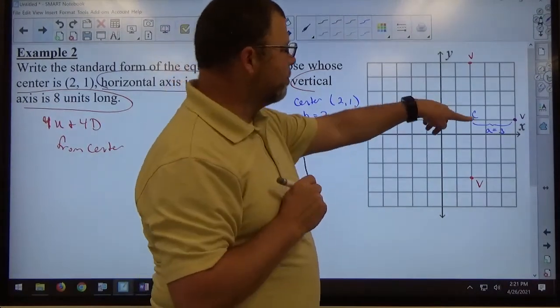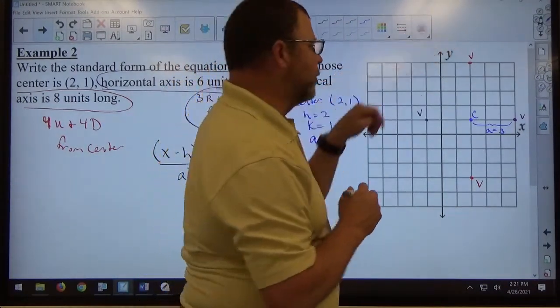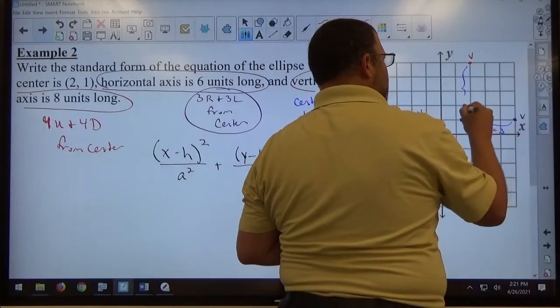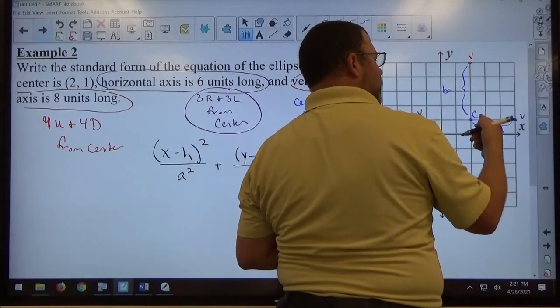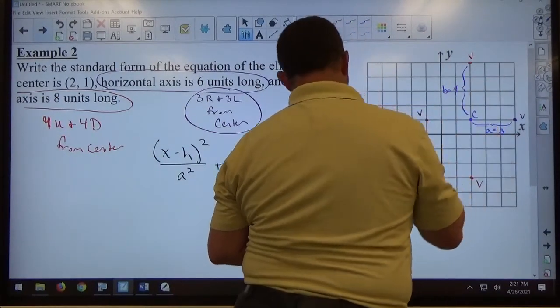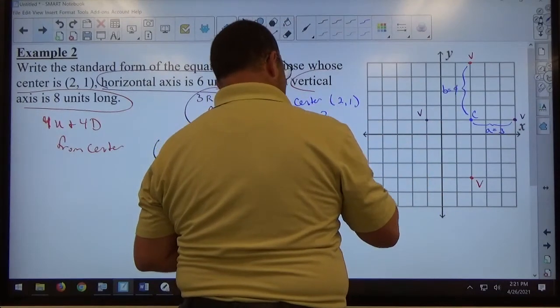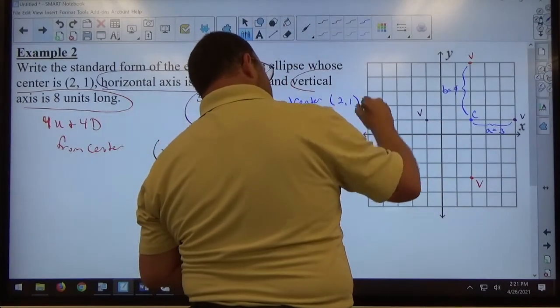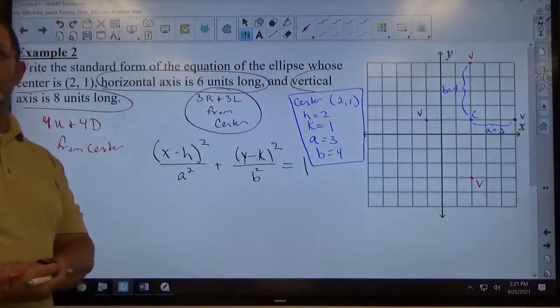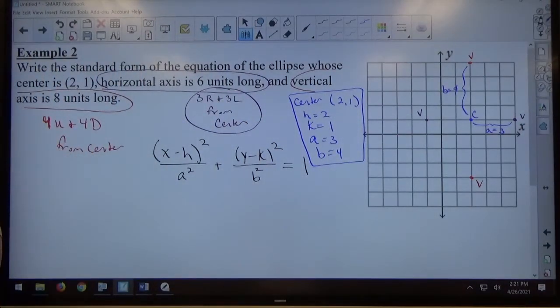b is how far it is from my center to my vertical vertex. So this is b. We're going up 1, 2, 3, 4 spaces. So b is equal to 4. This time, I don't need to know what c equals because I already know a and b. So my task is to find the equation in standard form, find the center so I know h and k, figure out a, figure out b, and then write the answer off of that information.